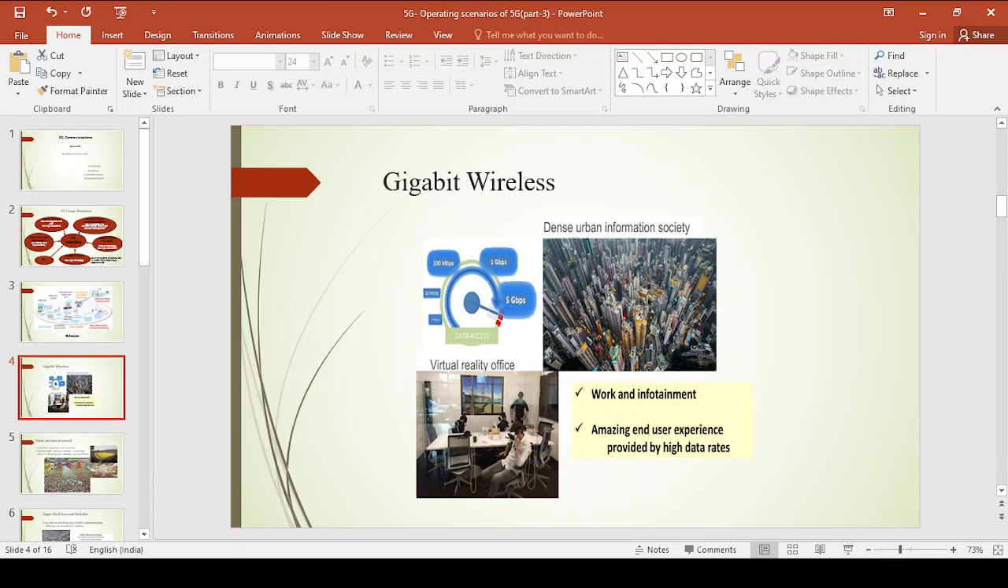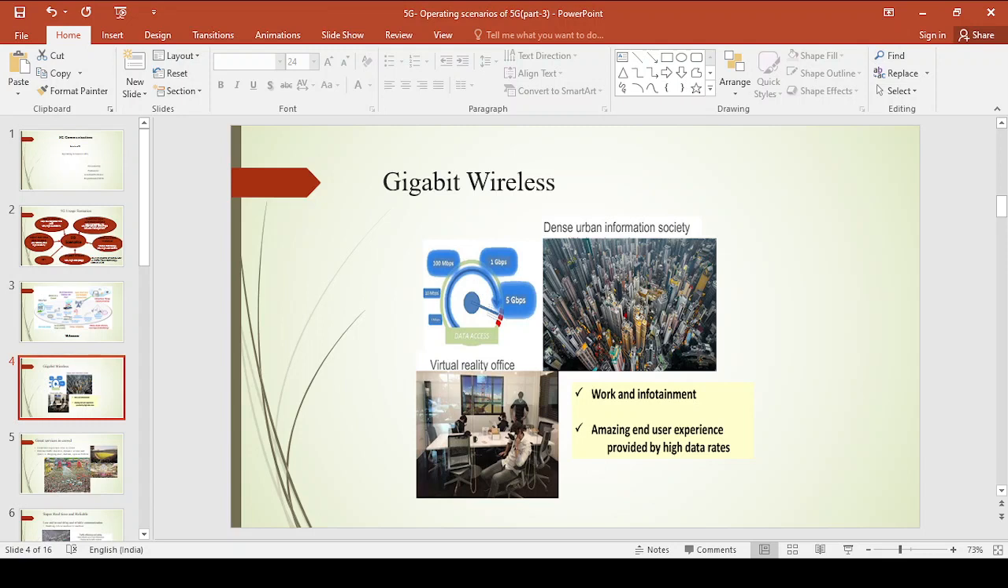Now through this gigabit wireless, one can imagine a VR, virtual reality office, like this. This is a virtual reality office. The gigabit wireless is used where we require a high data rate, like the dense urban information society. At this place, this usage scenario of 5G will provide an amazing end user experience with a high data rate. In this figure I have represented that through gigabit wireless we can imagine a VR office.